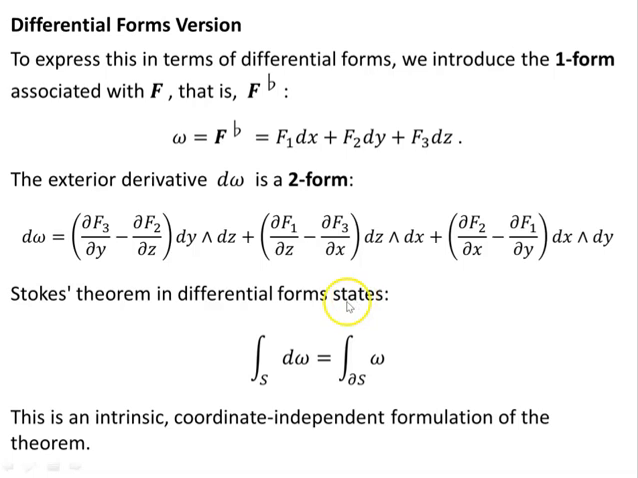So Stokes theorem in differential form states that the integral of d omega over the surface is the integral of omega over the boundary. This is an intrinsic, coordinate independent formulation of the theorem. Okay, so what we're going to do next is go through some details.